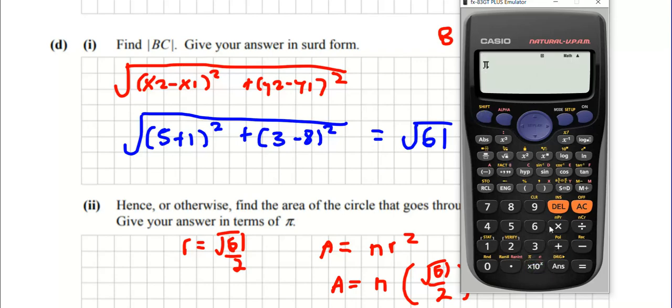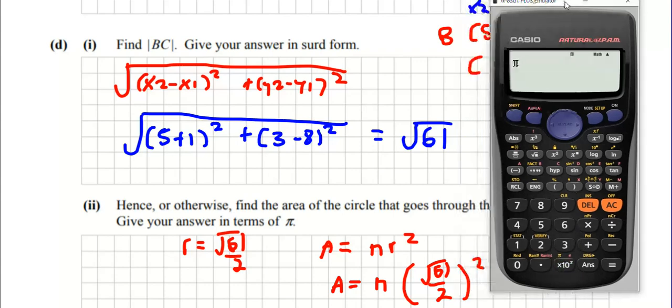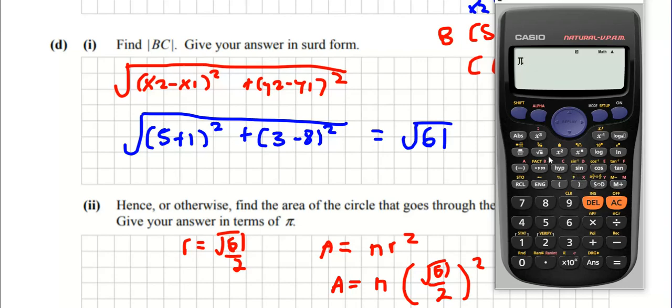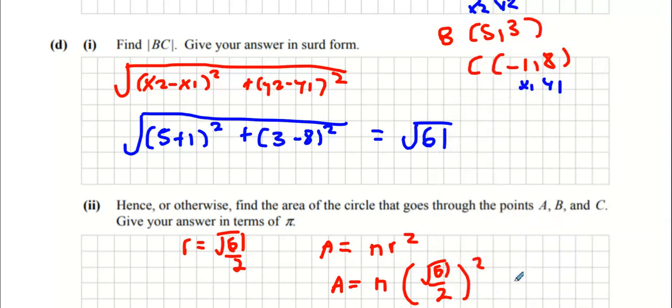Shift pi, root 61 over 2. Now remember, it's not root 61 over 2 like this, that's wrong. It's root 61. Press the right button, then divided by 2, squared. And you get 61 over 4 pi, which is the correct answer. So we're done with that. That's the area.